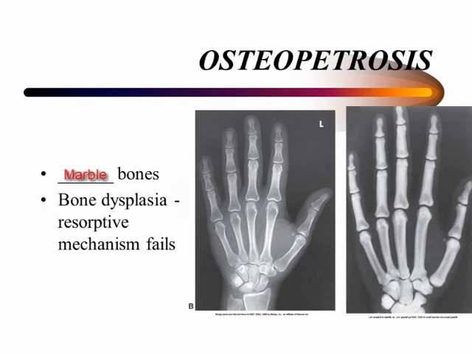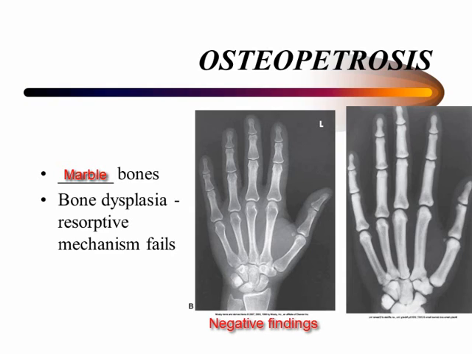Osteoporosis is also referred to as marble bones. It is a rare hereditary bone dysplasia in which failure of the resorptive mechanism of calcified cartilage interferes with the normal replacement by mature bone. It prevents the bone marrow from forming so that the bones become very brittle and stress fractures often occur.